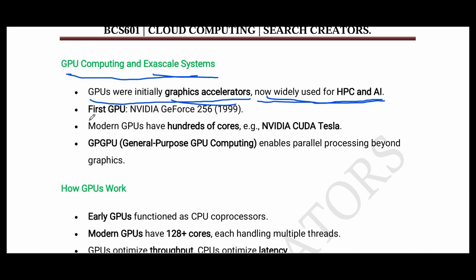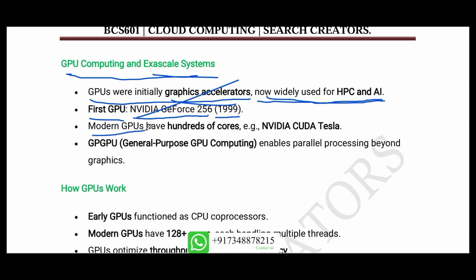Next is the first GPU, which is NVIDIA GeForce 256, which came into existence in 1999. We all know that in the present market, NVIDIA is the most popular for graphic cards. The first GPU was from NVIDIA, the GeForce 256 from 1999.